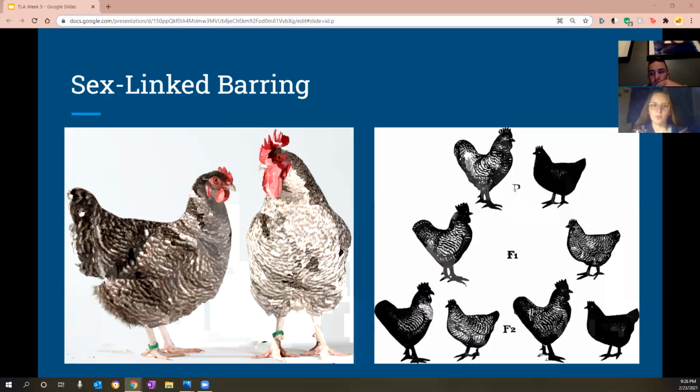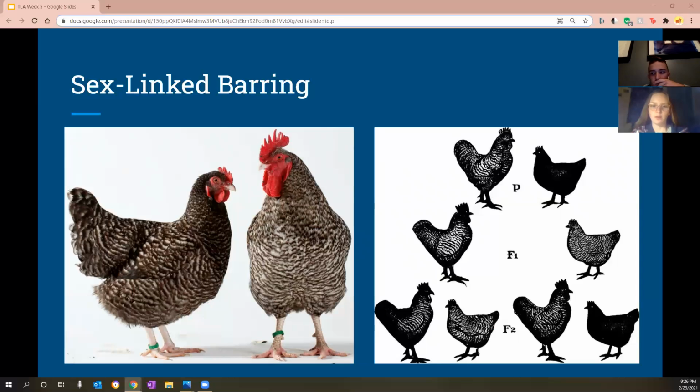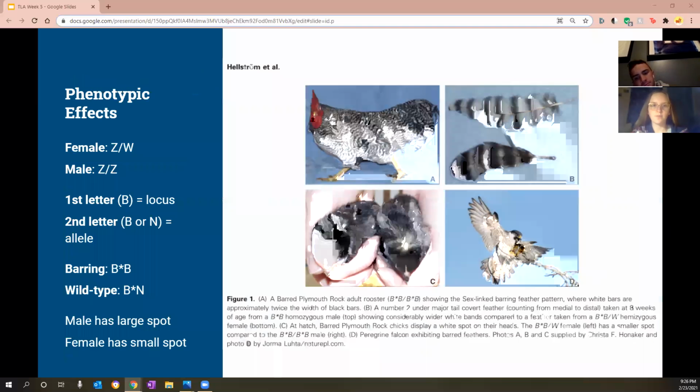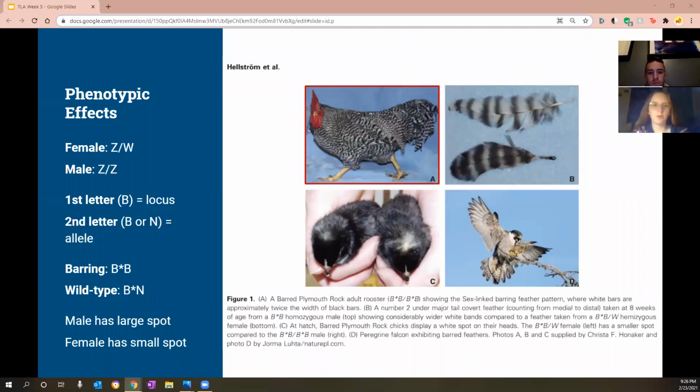Sex-linked barring shows a monogenic inheritance, whereas autosomal barring is assumed to be caused by the combined effect of alleles at the dark brown and penciling PG locus. In birds, females are the heterogametic sex, ZW, and males the homogametic sex, ZZ. Sex-linked inheritance of sex-linked barring is BB, and the wild type is BN. The paper uses the official chicken genetics nomenclature, where the first letter B refers to the locus and the second letter B or N refers to the allele.